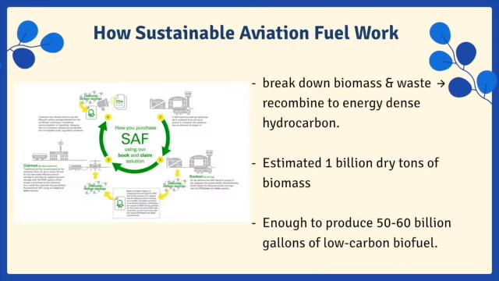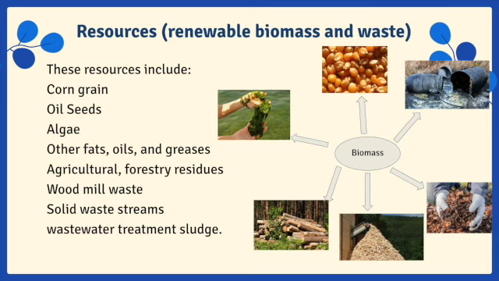SAF can be made with a variety of technologies which use physical, biological, and chemical reactions to break down biomass and waste resources to recombine them into energy-dense hydrocarbons. It is estimated that 1 billion dry tons of biomass can be collected sustainably each year in the U.S., enough to produce 50 to 60 billion gallons of low-carbon biofuels. These resources include corn grain, oilseeds, agricultural residues, and more. This vast resource contains enough feedstock to meet the projected fuel demand of the U.S.